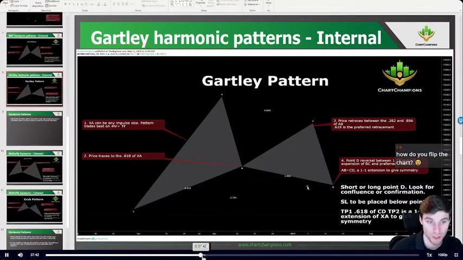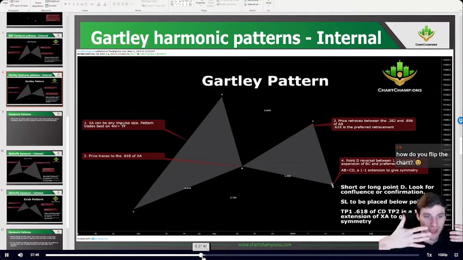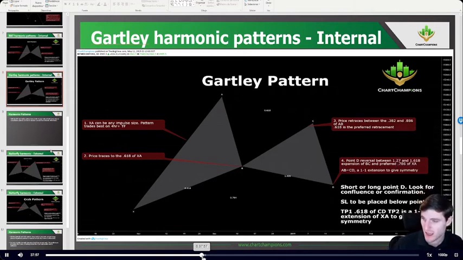If point D ends at the low, this is a bullish Gartley harmonic. Just literally flip it. Everything stays exactly the same. You just flip it, and if point D ends obviously at the high, then it's a bearish harmonic pattern, and you would naturally look for short positions off of that.